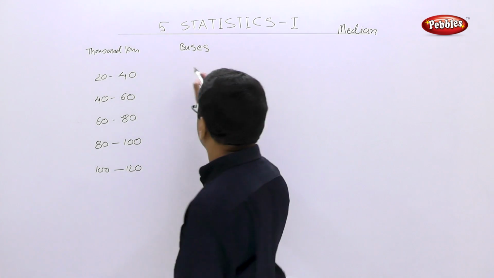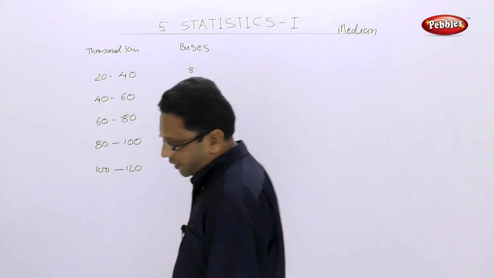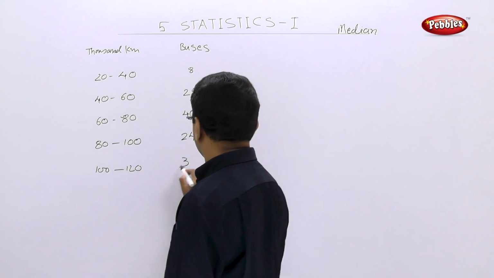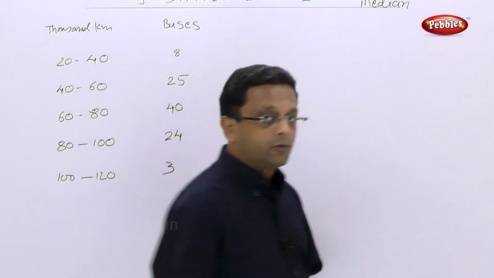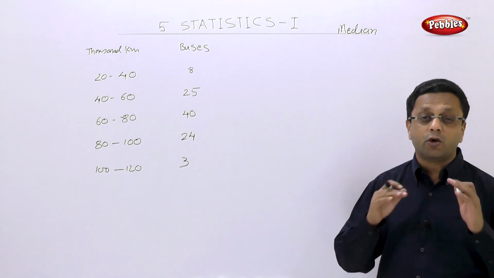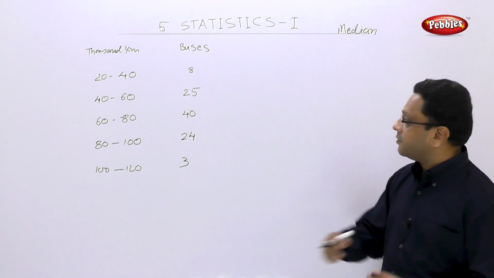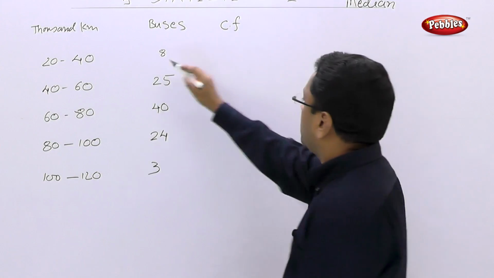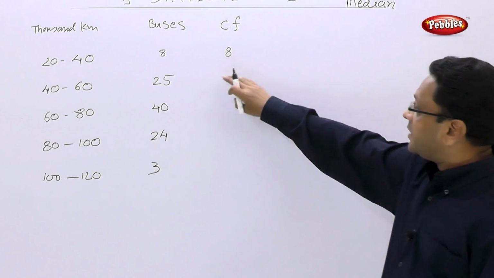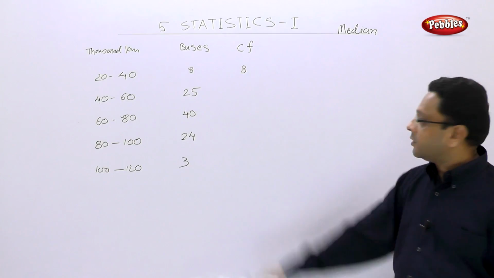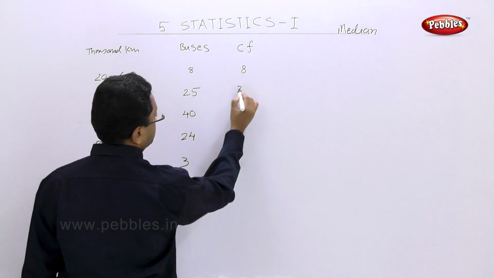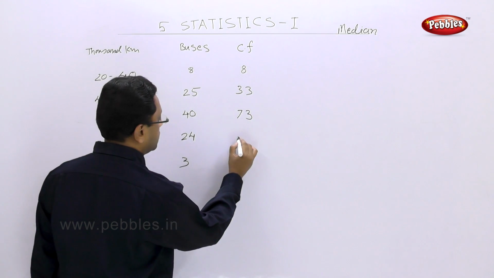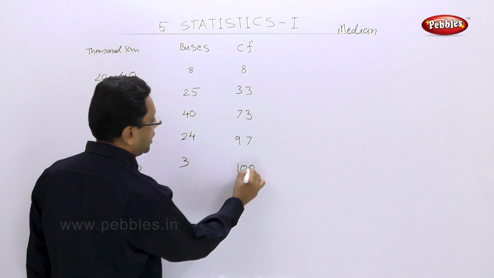And the number of buses we have been given is 8, 25, 40, 24 and 3. Now unlike your mean, you have to do only one calculation, that is the cumulative frequency. Cumulative means you have to go on adding. The first step is to find the cumulative frequency. The first figure is the same, 8. For the next, go on adding the consecutive numbers. That is 8 plus 25 is 33, 33 plus 40 is 73, 73 plus 24 is 97 and 97 plus 3 is 100.